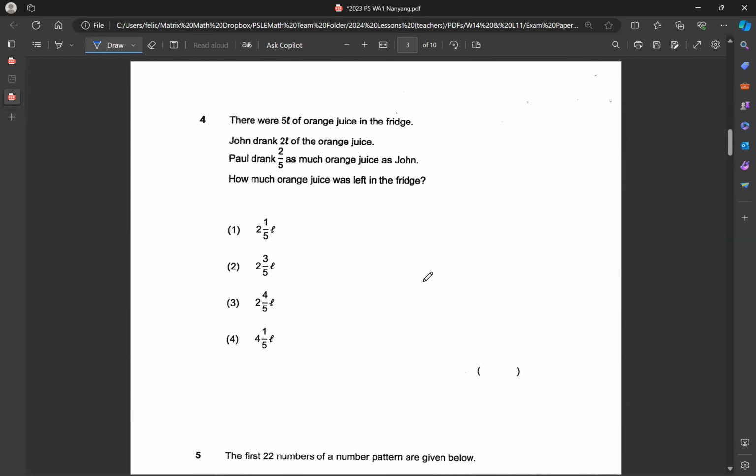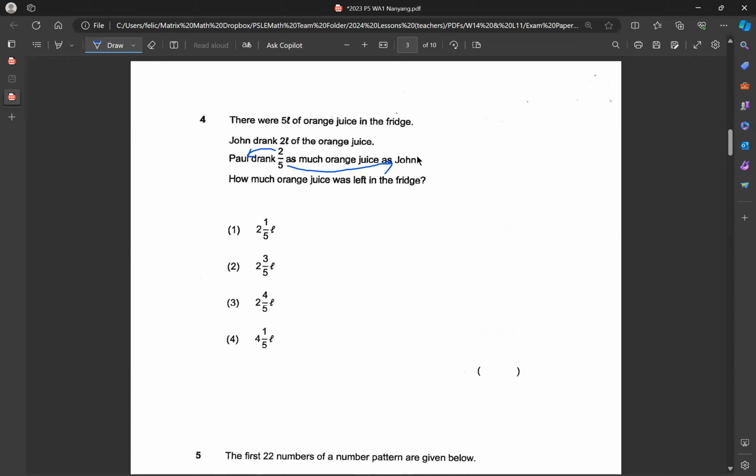Question 4. There were 5 liters of orange juice in the fridge. John drank 2 liters of the juice, and Paul drank 2/5 as much orange juice as John. How much orange juice was left in the fridge? In this case, we have this 2 over 5 fraction here. Take note, this 2 over 5 is units comparison between the two guys. Paul drank 2/5 as much as John. That means 2 units is drank by Paul, 5 units is drank by John. This is how we interpret a fractional statement like this.